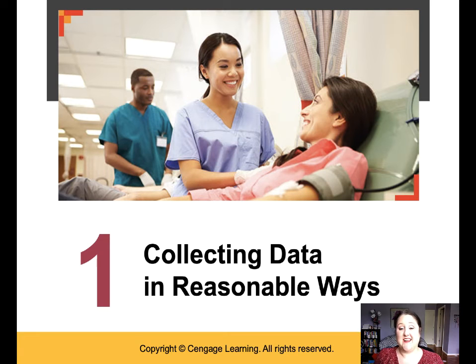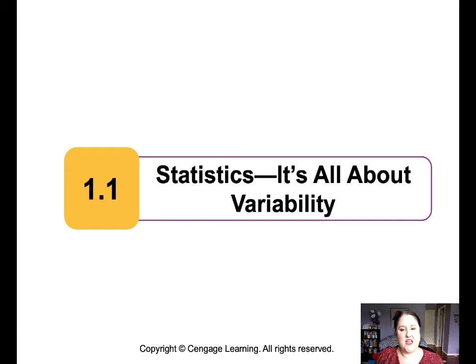In Chapter 1, it's all going to be about how we collect data in a reasonable way. So Section 1.1 is dealing with this idea that statistics is about variability. We're going to have all of these statistical methods that are going to help us collect, describe, analyze, and draw conclusions from data. We're going to be spending the rest of the semester learning about how we do all of that.